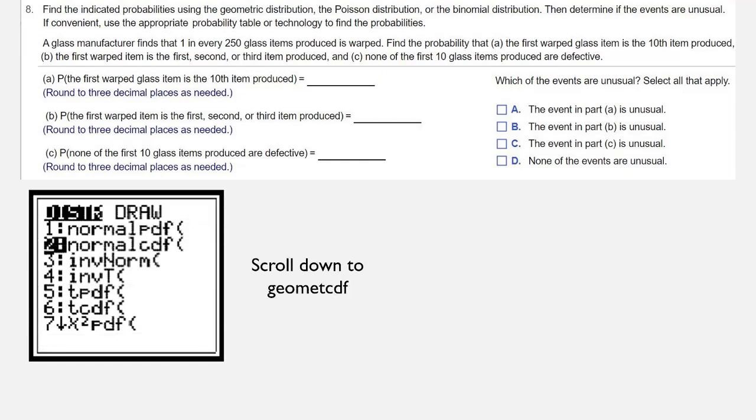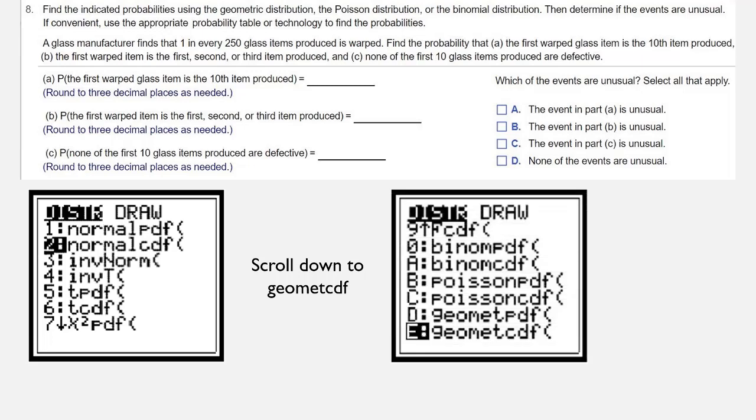And you're going to need to scroll down until you get to Geomet CDF. That's the geometric probability distribution cumulative distribution function. That means it's going to add up several values for us. We saw in part B where we wanted to add those 3 values. This one's going to add up all the values we want it to. We're going to scroll down till we get to Geomet CDF, and we're going to press enter.